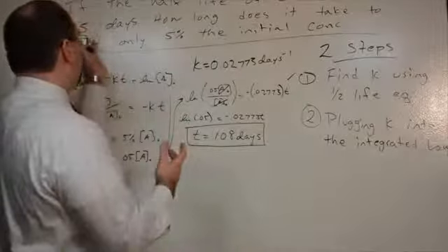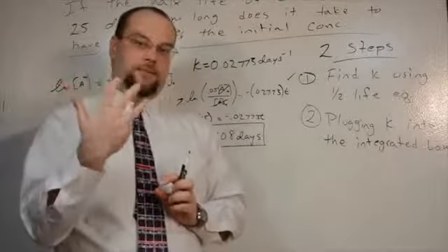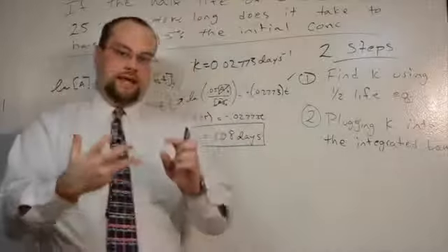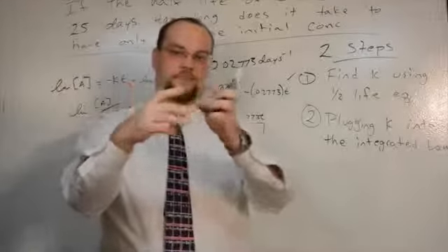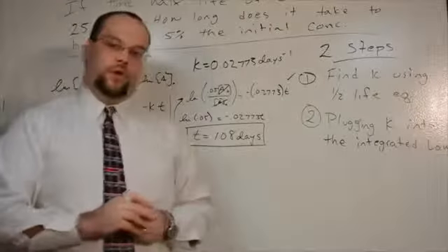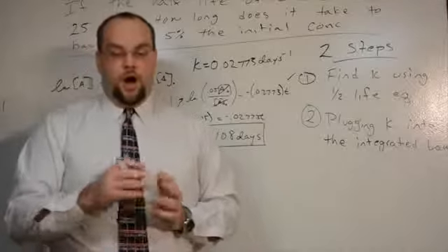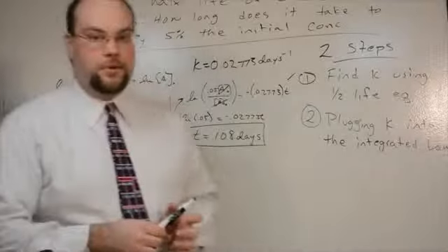Well, if a half-life is 25 days, that means we're expecting it to be a little bit more than 4 half-lives. That's a little bit more than 100 days. 25 plus 25 plus 25 plus 25 is 100 days. My answer is a little bit more than 100 days. It's a little bit more than 4 half-lives. Makes perfect sense.